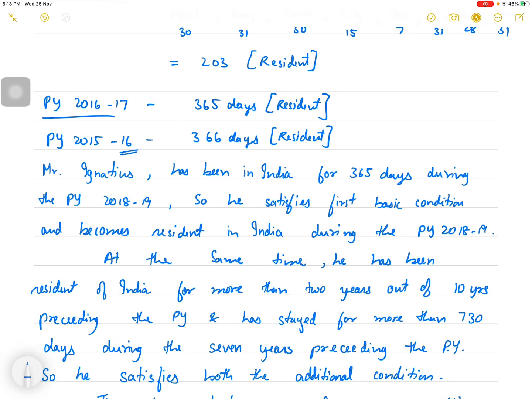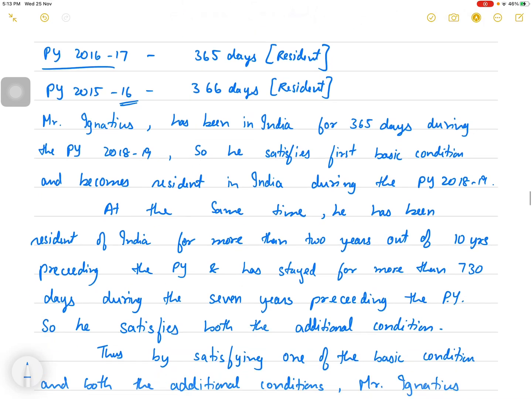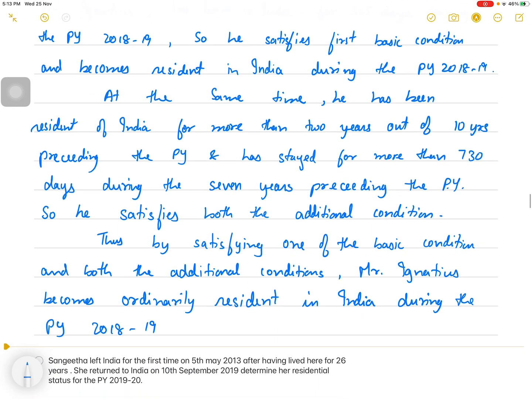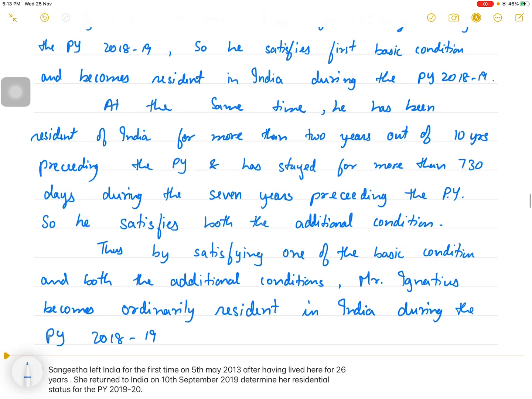So he satisfies the first basic condition and becomes resident in India during the previous year 2018-19. At the same time, he has been resident of India for more than 2 years out of 10 years preceding the previous year, and has stayed for more than 730 days during the 7 years preceding the previous year. So he satisfies both the additional conditions. Thus, by satisfying one of the basic conditions and both the additional conditions, Mr. Ignatius becomes ordinarily resident in India during the previous year 2018-19. Okay, let's see the next question.